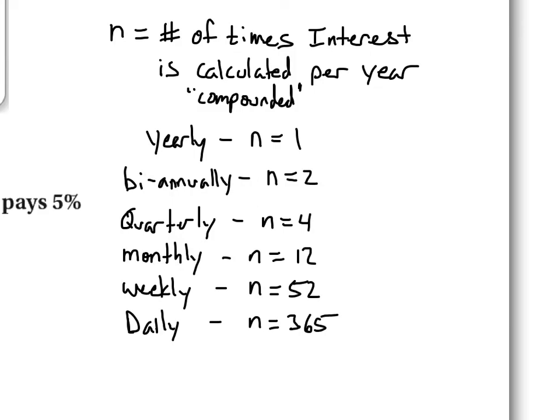We have to know what they mean when they use that language. Biannually, quarterly, monthly, weekly, daily, yearly. That is giving you your N value: how many times in 1 year that interest is being computed.